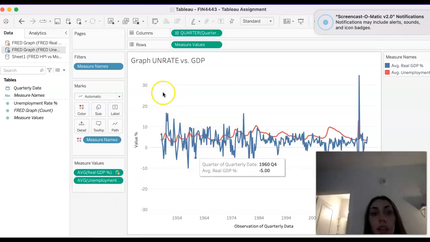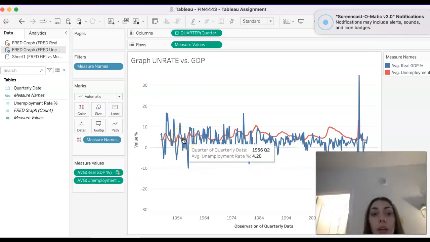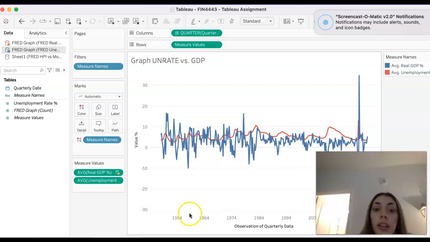You can see the graph over here, which we mixed together. So as you can see, here is the graph of the unemployment rate and the GDP. We mixed both of them together so that we could see both differences in only one graph.